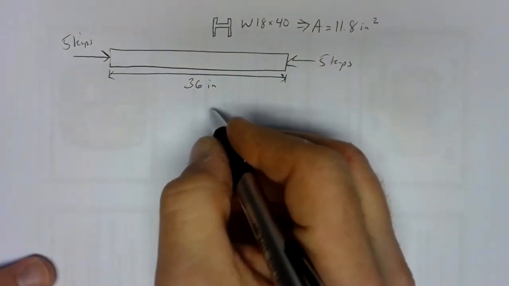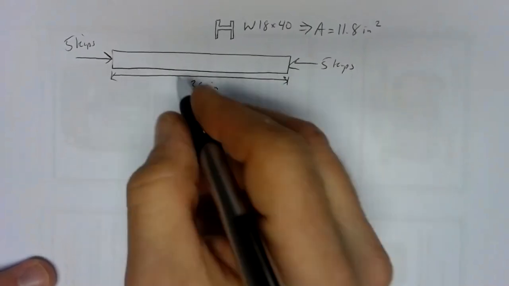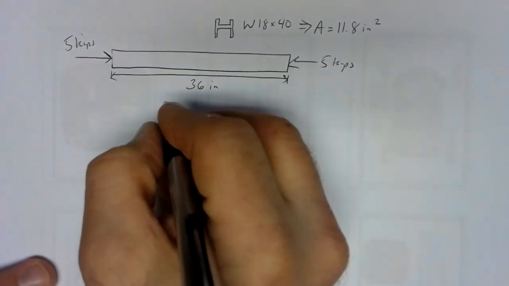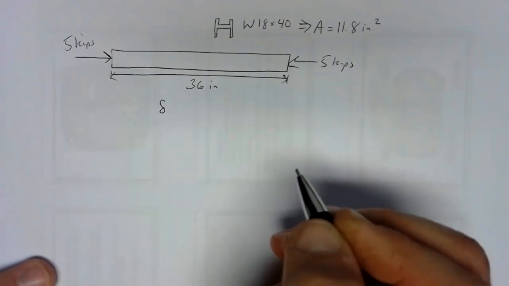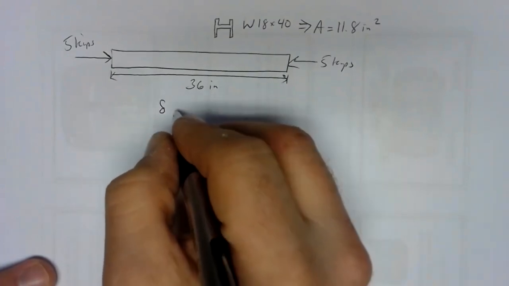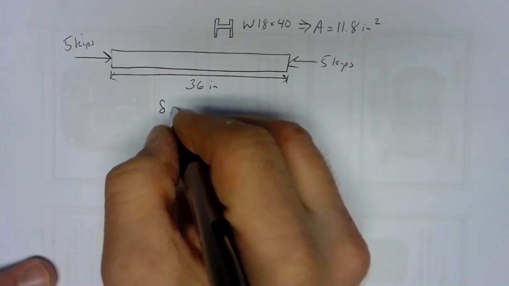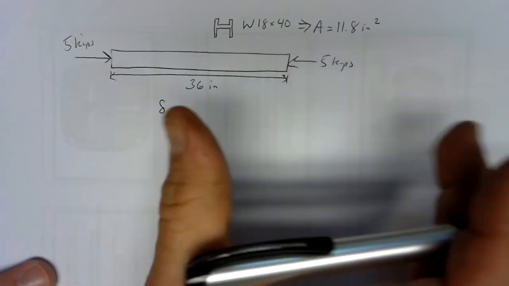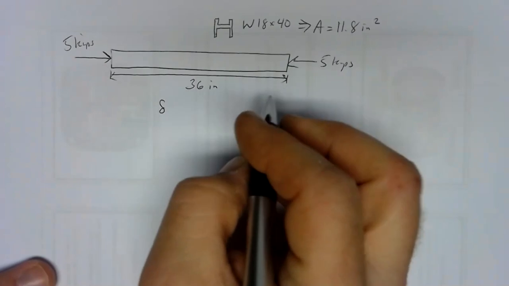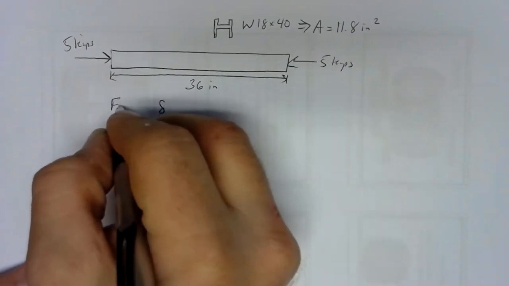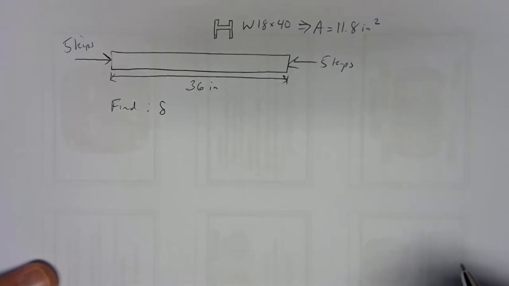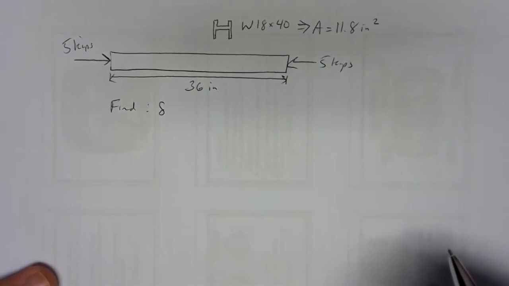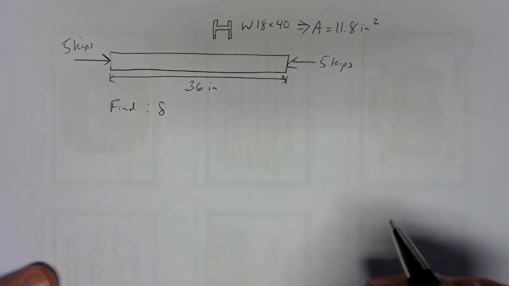So first, our end goal here is to find how much this is going to compress by. We want to find what would otherwise be called the elongation, but here it's going to be a smaller number. It's negative. So it'll be the compression, or the delongation. It'll be something shorter. So we want to find our elongation delta. We're going to do it by first finding the stress, and then from the stress finding the strain, and then from the strain we'll find the elongation.